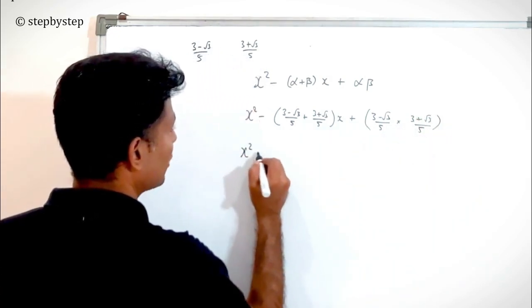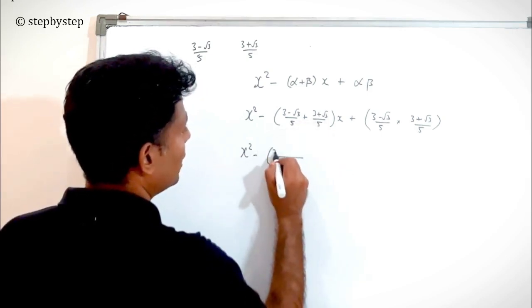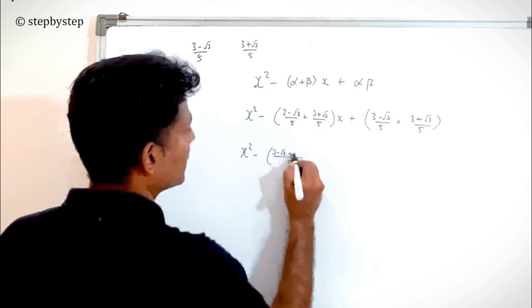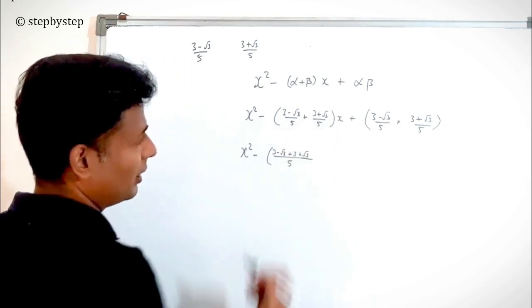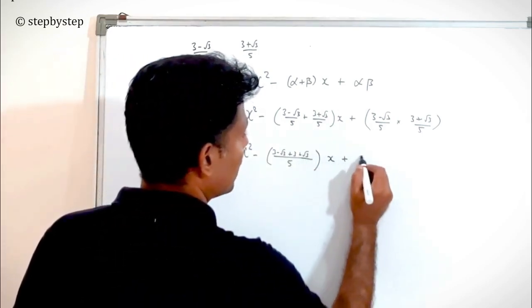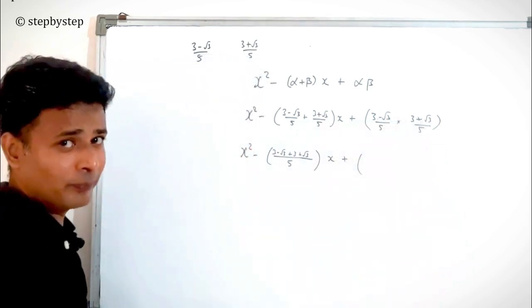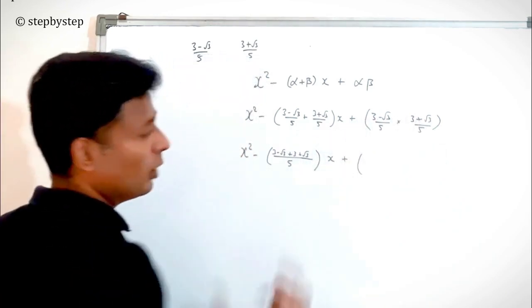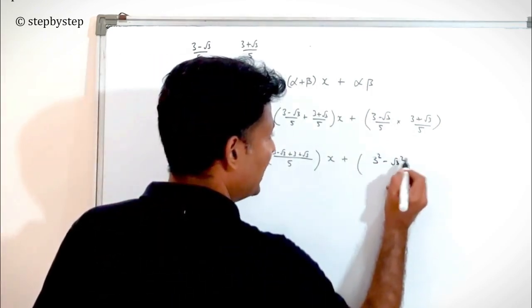So we get x square minus, denominators are same, so I can write it as 5, 3 minus root 3 plus 3 plus root 3. Why am I not putting brackets? Because it's a plus sign, so signs will not change. x plus, it becomes 3 minus root 3 into 3 plus root 3, of the form a minus b into a plus b, which becomes a square minus b square.